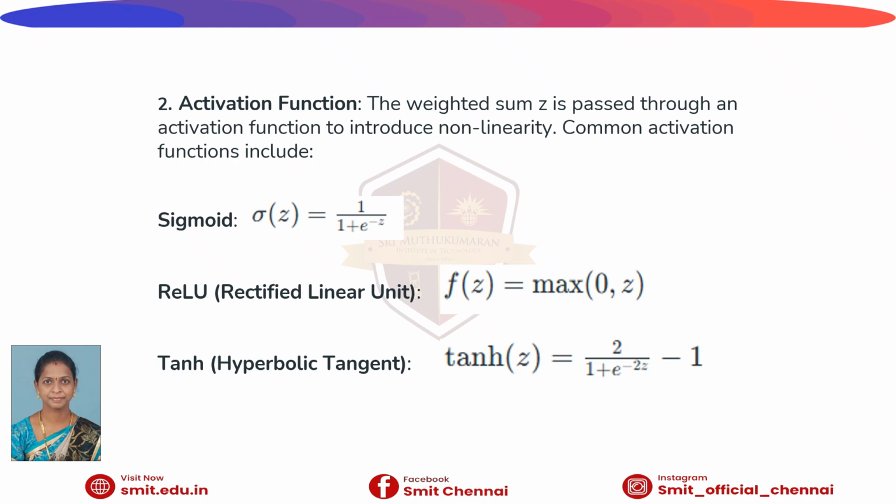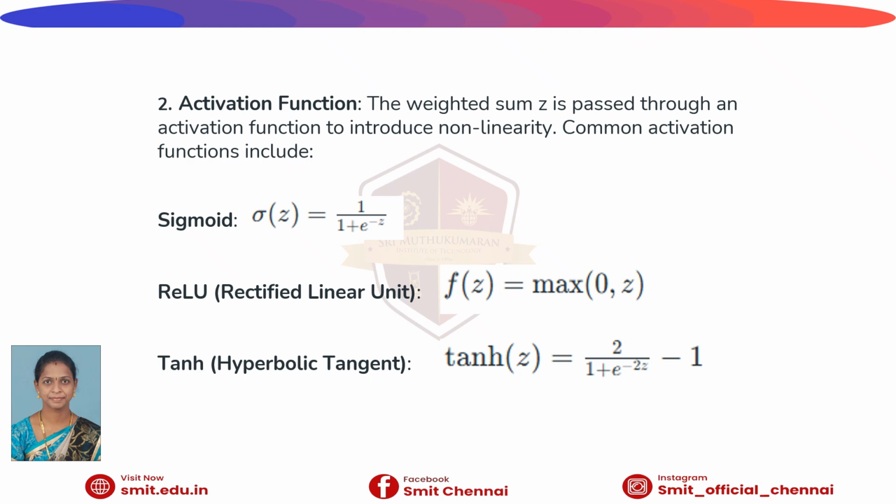Next, ReLU. It stands for rectified linear unit. Its output is 0 for negative values and it returns the same value for positive inputs. ReLU is computationally efficient and helps solve the vanishing gradient problem in deep neural networks. Formula: f of z equals max of 0, comma z.